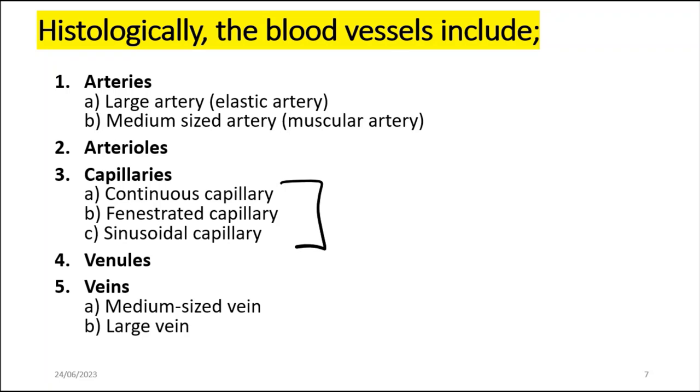You must know the differences in these types of capillaries. It's very important. From capillaries, you have your venules that pick up the blood at the level of the tissues, and then they distribute into veins. So veins, we've got medium-sized veins, and then we've got large veins. These we're going to see as we go on in this histological slide. All right, so let's go on.